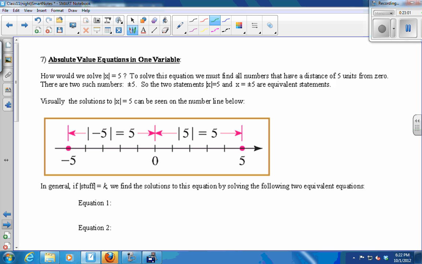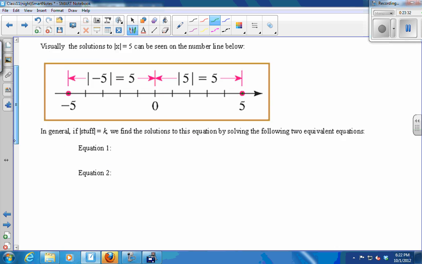So for absolute value equations, I want to solve, say, the absolute value of x equals 5. So I want to find all the numbers on a number line that have a distance 5 units from 0. That's another way we talk about absolute value, is distance from 0. So what two numbers on the number line are 5 units from 0? 5 and negative 5. So there are two solutions to the equation absolute value of x equals 5.